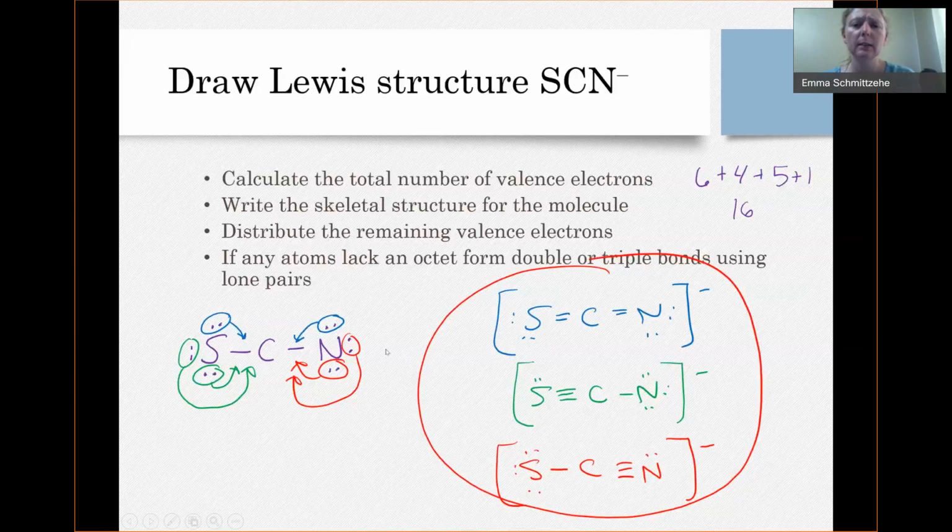Okay, so I think that's enough resonance examples, at least to get you started.